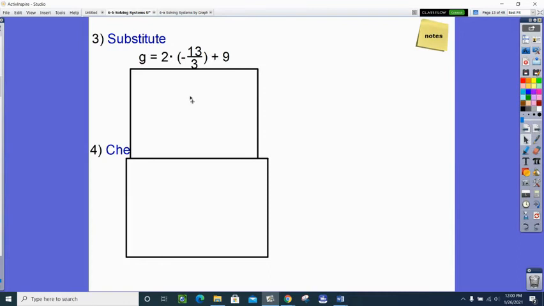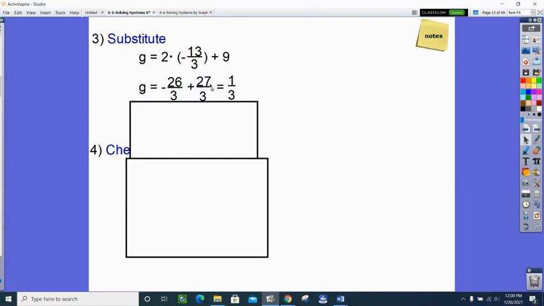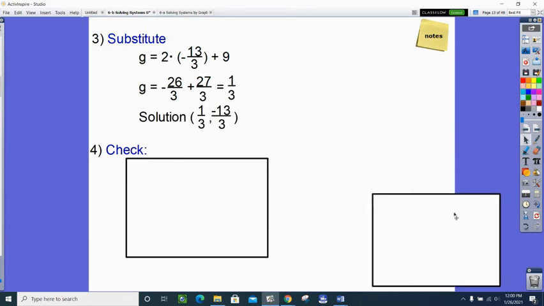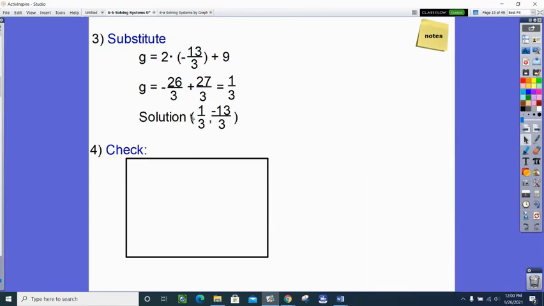Now I'm going to multiply and get negative 26 over 3 plus 9. I make 9 into 27 over 3 to have a common denominator. Thank goodness this cleans up a little bit nicer to 1/3. If I was going to put it as a point, I'm putting it alphabetical, so the G and then the H. If you ever have two different variables, put them alphabetical.